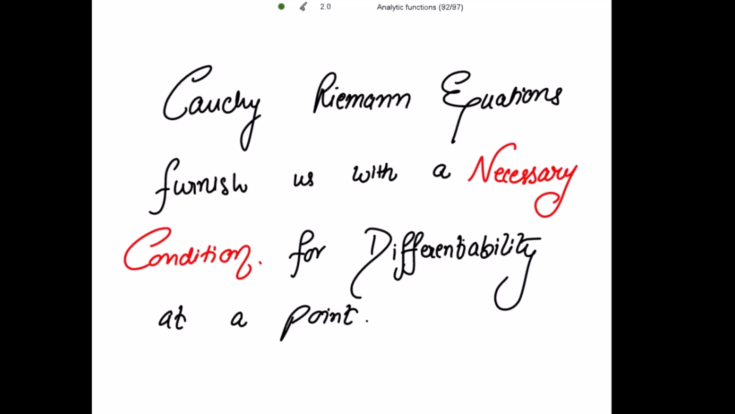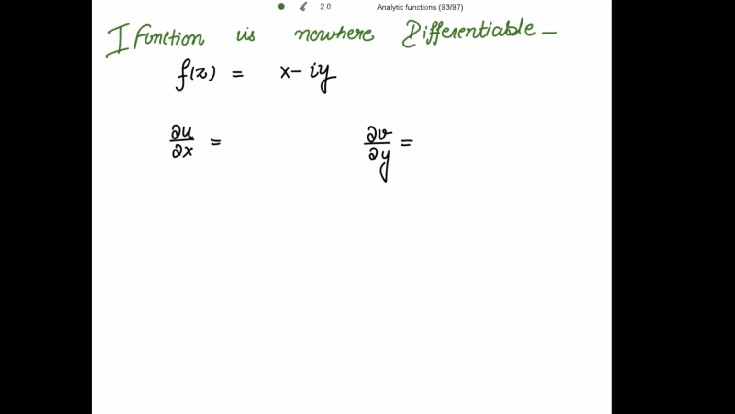Cauchy Riemann equations furnish us with the necessary condition for differentiability at a point. Here we are going to take examples of a few functions in which somewhere Cauchy Riemann equations are satisfied and somewhere they are not satisfied, but the function is nowhere differentiable. So the first example is, we are going to study a function which is nowhere differentiable.